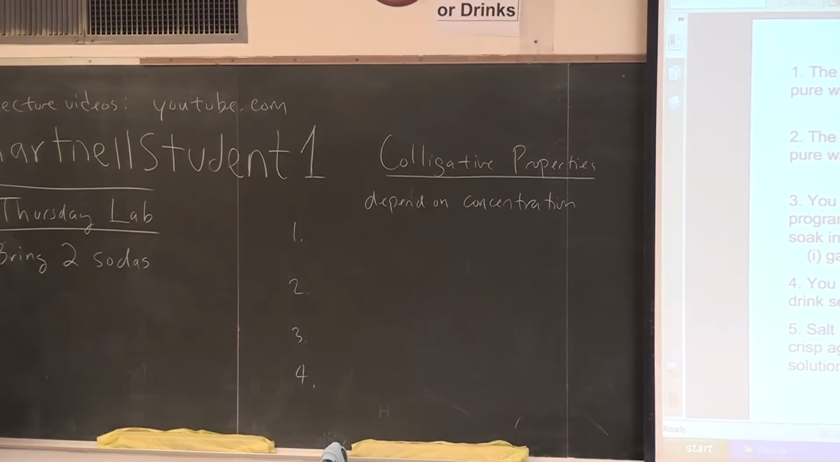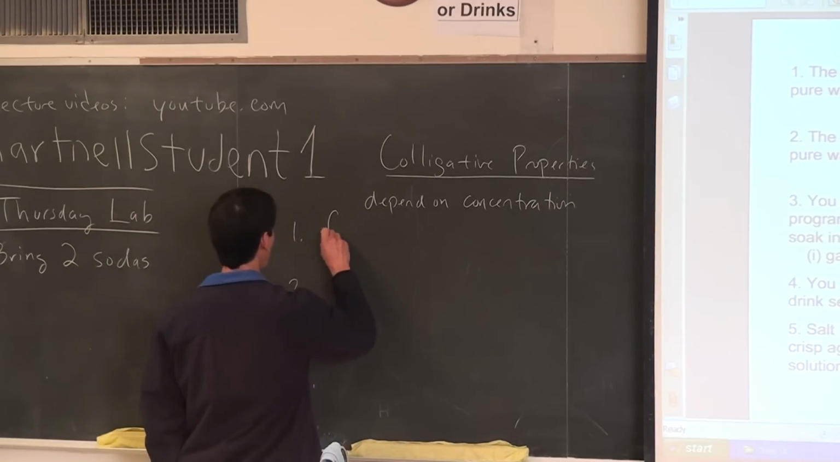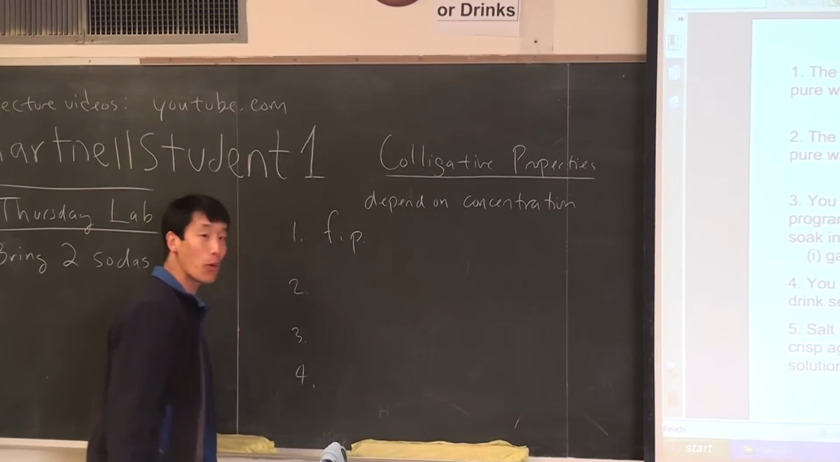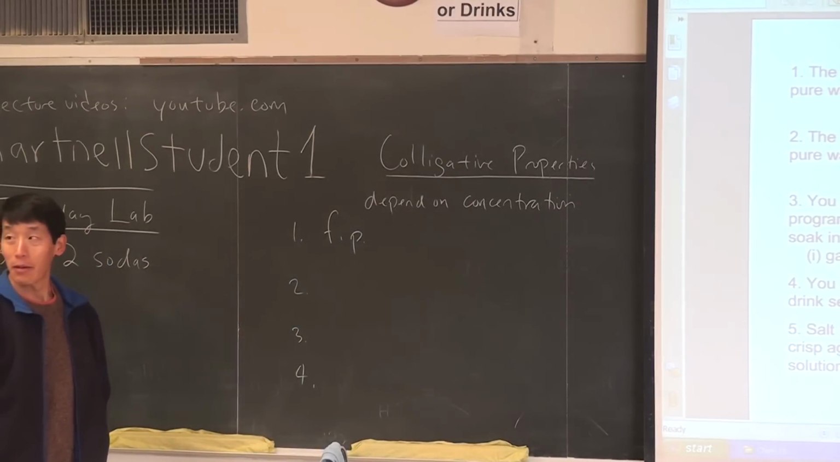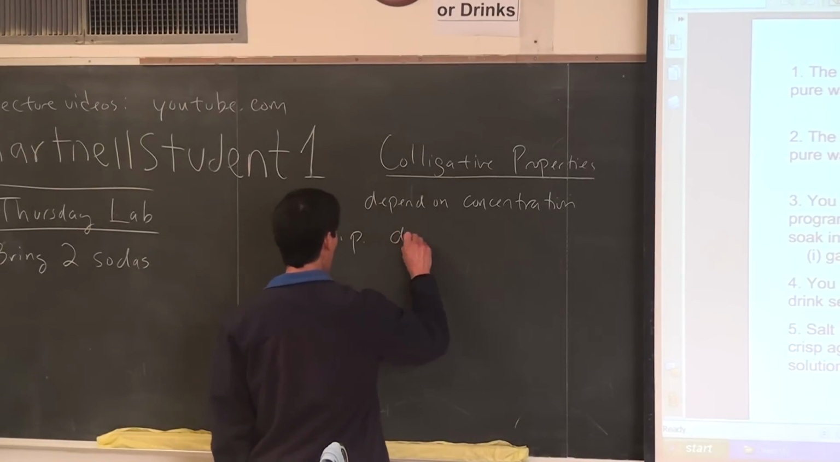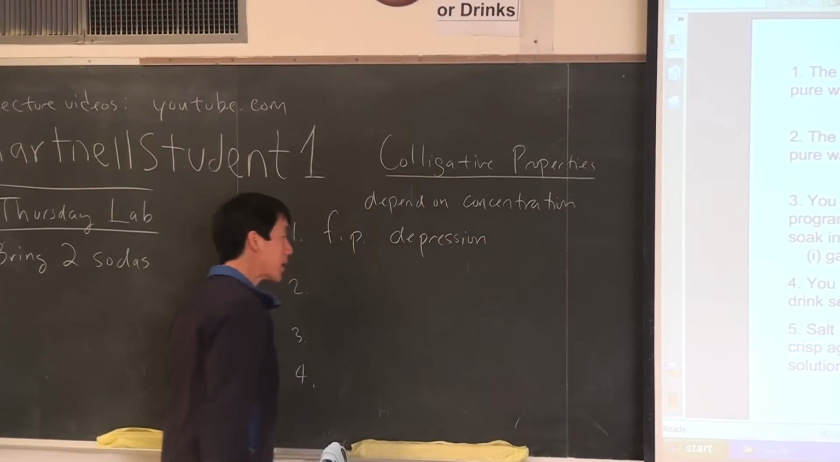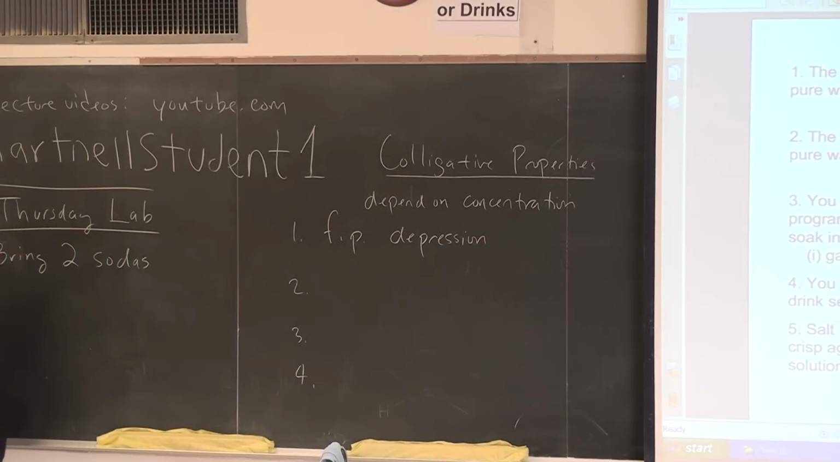And what were these 4 colligative properties? Yeah, so one was freezing point depression. That means that if you add a solute to a solvent, the freezing point of that resulting solution is going to drop. It's going to be lower than the freezing point of the pure solvent.